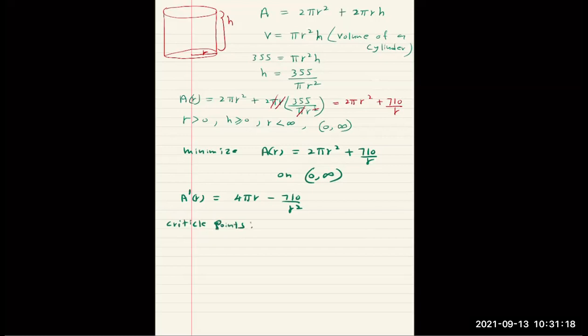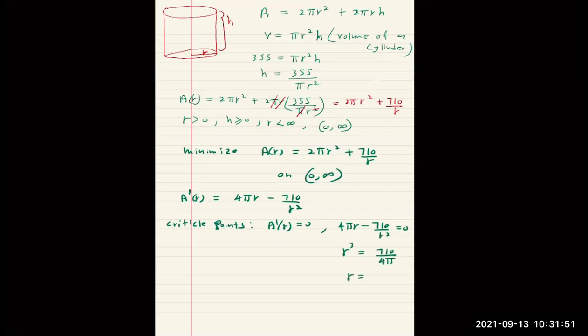You set A prime of R to 0. If you set A prime of R to 0, 4 pi R minus 710 over R squared will be 0. And now if you solve for R, you will get R cubed is equal to 710 divided by 4 pi. And of course, now you can find your R.